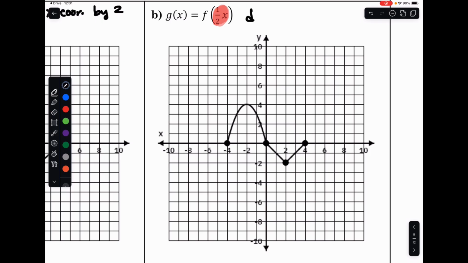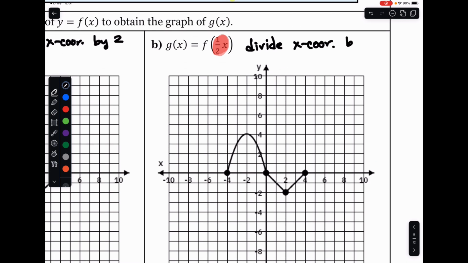So divide our x coordinates by half. Now here's the problem. How do we divide by half? Well, dividing by a fraction is equivalent to multiplying by the reciprocal of that number. If I flip this number, I end up with 2 over 1. So to divide by 1/2 is the exact same thing as simply multiplying by 2. That's how I divide by a fraction. You flip the number and multiply.